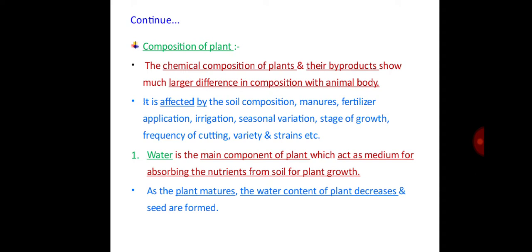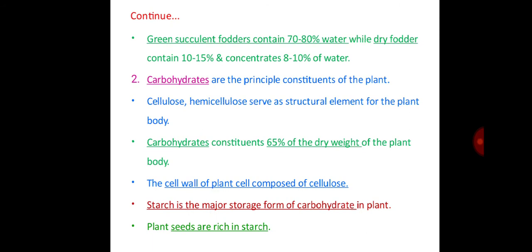It is the main component of plant which acts as medium for absorbing the nutrients from the soil for plant growth. As the plants mature, the water content of plant decreases and seeds are formed. The water present in the plant depends on the age or maturity. Green succulent fodder contains 70 to 80% water, while dry fodder contains 10 to 15% and concentrate about 8 to 10% of water. It means it decreases gradually with age.